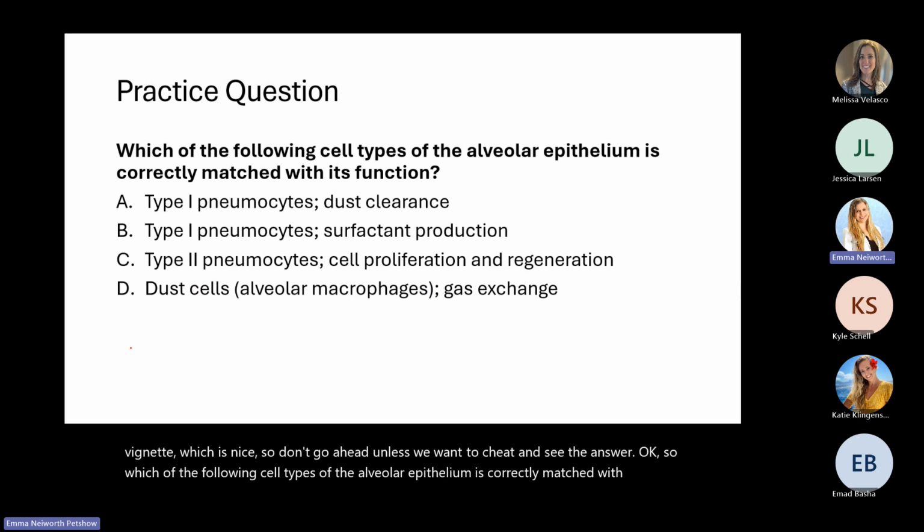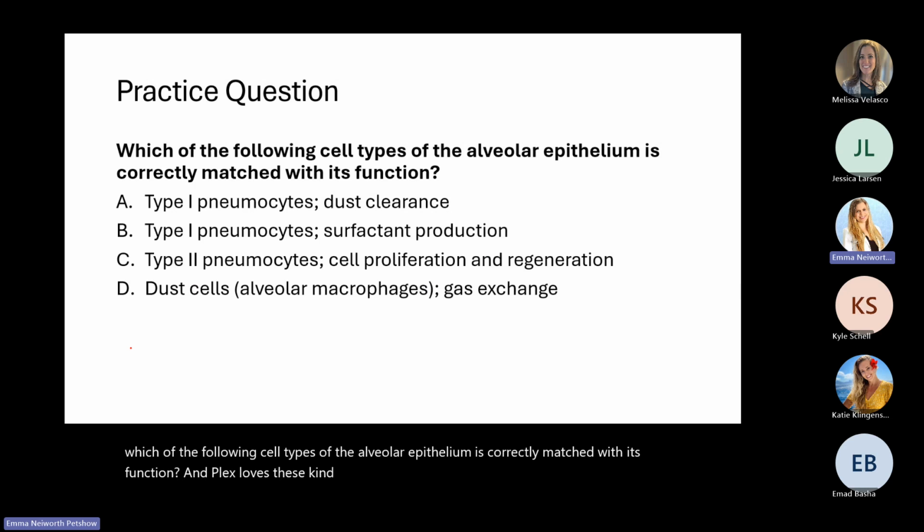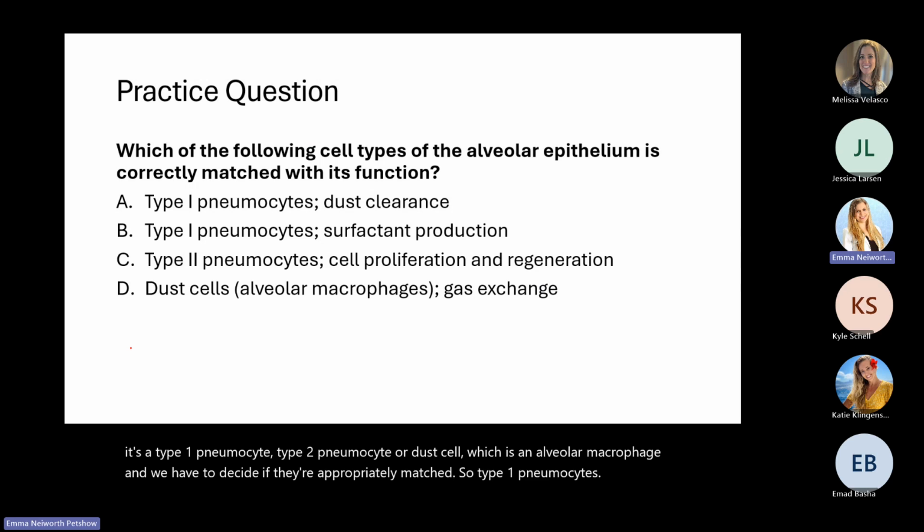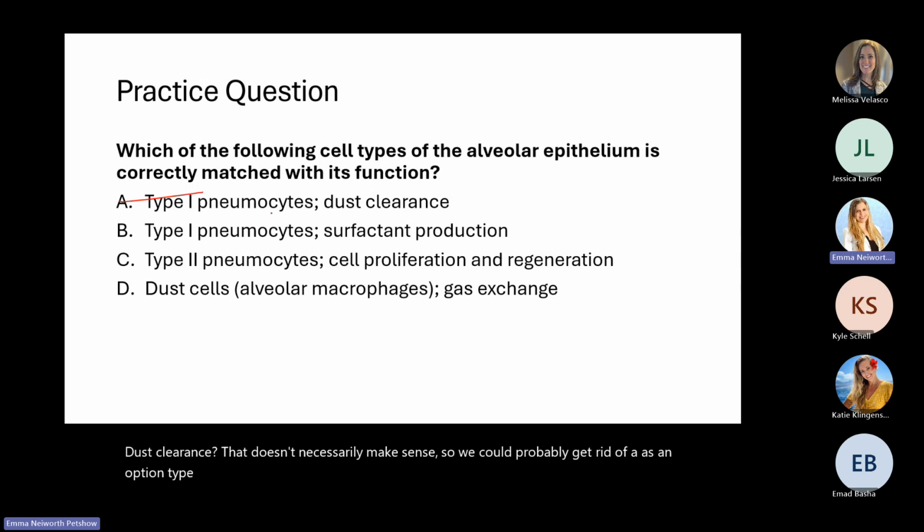NPLEX loves these kind of dual statement questions. So we have to figure out if it's a type 1 pneumocyte, type 2 pneumocyte, or dust cell, which is an alveolar macrophage. And we have to decide if they're appropriately matched. So type 1 pneumocytes, dust clearance, that doesn't necessarily make sense. So we could probably get rid of A as an option. Type 1 pneumocytes, surfactant production. Well, who does surfactant production? 2. Yep, so we know that one's wrong.